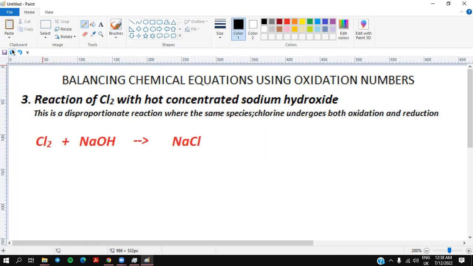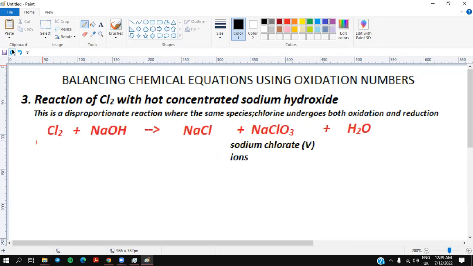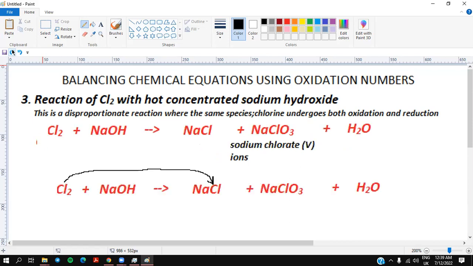And the products are going to be sodium chloride is one product, NaClO3, and what is also produced. This NaClO3 is called sodium chloride 5 ions. In fact, by giving you the name sodium chloride 5 ions, I'm also telling you the oxidation number of chlorine in this sodium chloride. If you take this equation again, okay, see, chlorine reacts with sodium hydroxide to produce sodium chloride, and water.